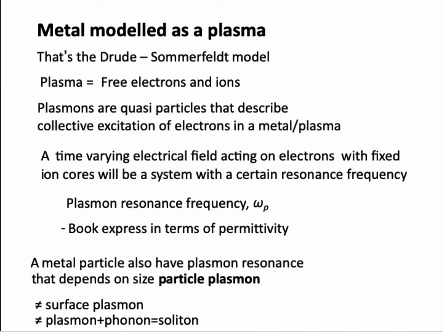We introduce the quasi-particle plasmon that describes collective excitation of electrons in the metal. When a time-varying electrical field acts upon the system, it will be excited. The system will have a resonance frequency, the plasma resonance frequency, omega p. The next slide will show the book expression for the permittivity in terms of omega p. Later we will see that nanoparticles also have plasmons that depend upon particle size.